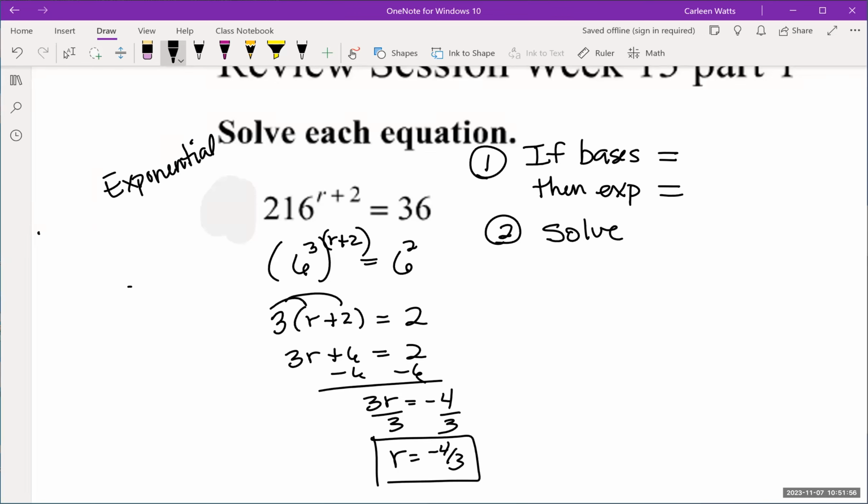Okay, and what is the key to understanding these problems? If the bases are the same, then the exponents are the same. Yeah? If the, everyone say bases. If the bases are the same, then the, everyone say exponents. Exponents are the same. All right. So that's the key. Yeah, not too bad.